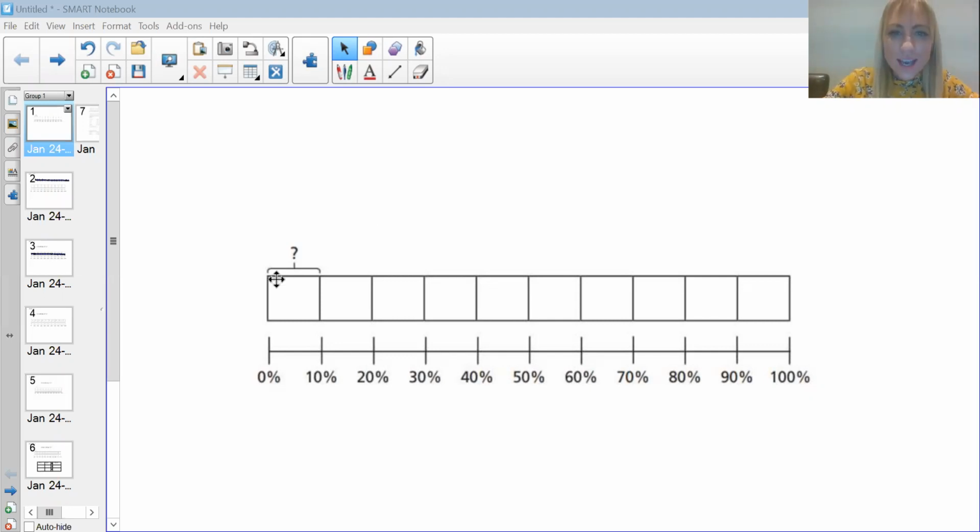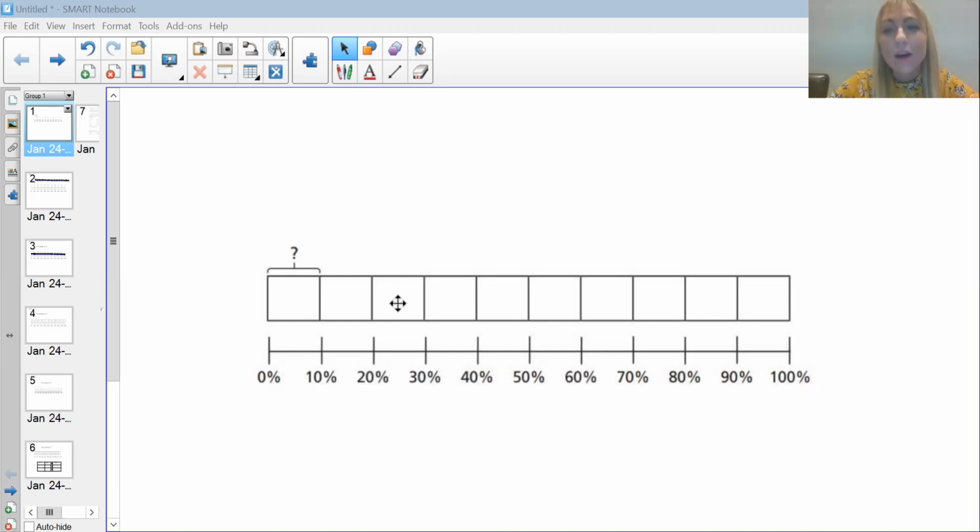As you can see here on my bar model, the whole bar model is worth 100%, and 100% is my whole amount. Because I want to find 10%, and you can see my little scale along the bottom here, I've split up my bar model into 10 equal sections.